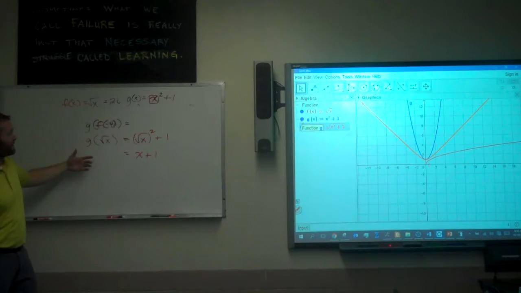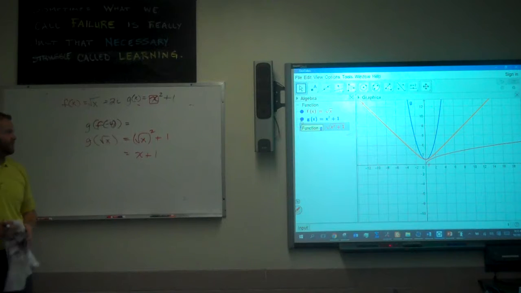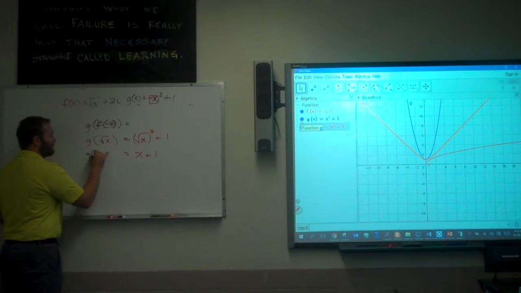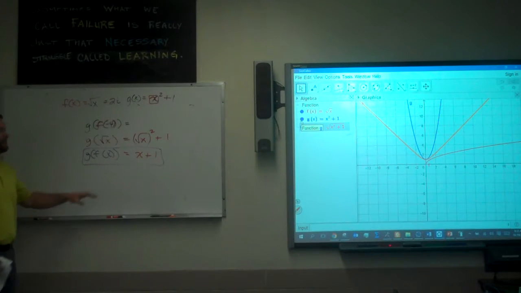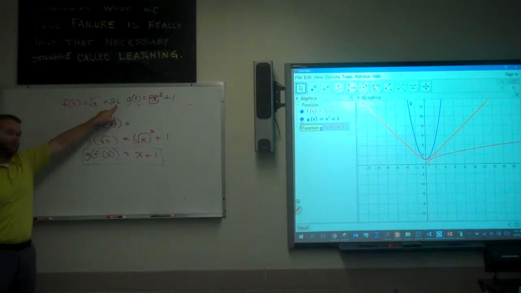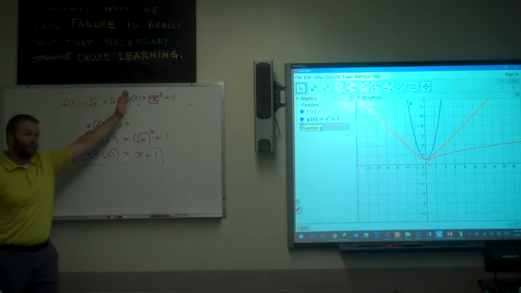So when I graph this final function, g of f of x, when I graph that, we shouldn't see x values that are negative because they don't provide that initial input value that we're going to run through our second function. Does that make sense? Okay.